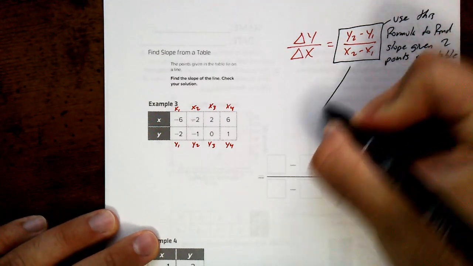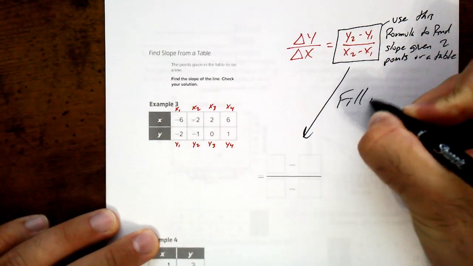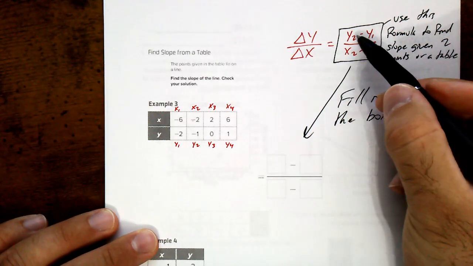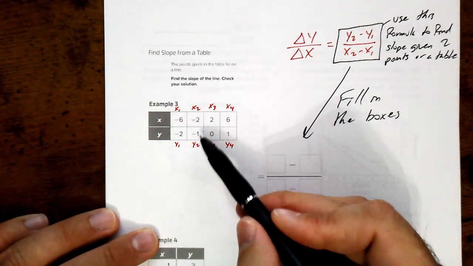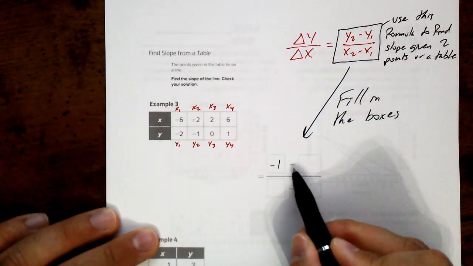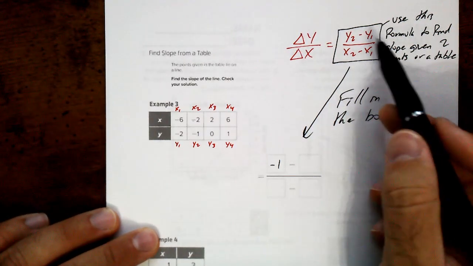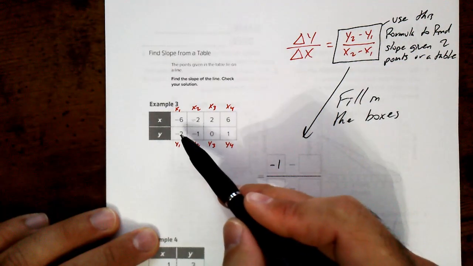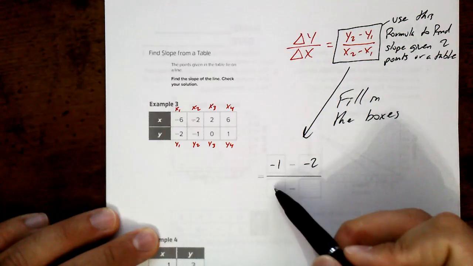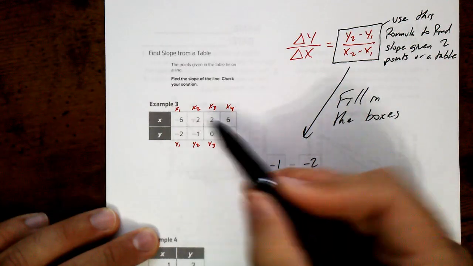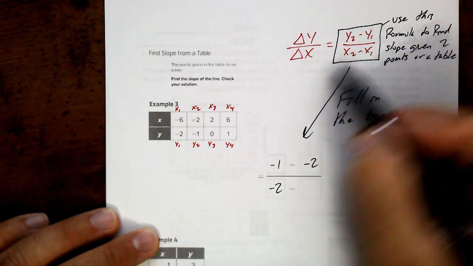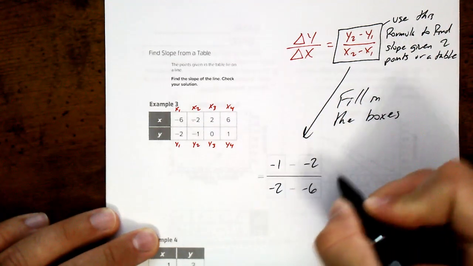We're going to fill in the boxes. y2 is right here. That's our -1. Minus y1. Well, that's -2. x2, we said was -2, minus x1, we said was -6.